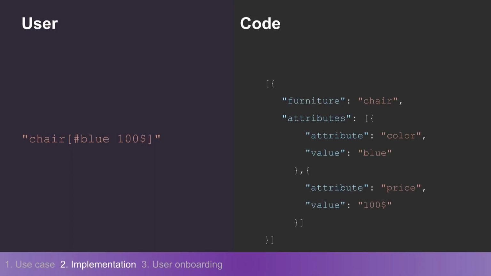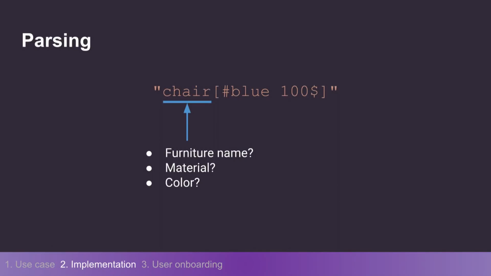So to go from the string to the object is actually called parsing. And so parsing will say, well, actually from that query, I extract that one word is chair. And since I have some grammar rules, I'm going to be able to say, well, actually chair is not a color because it's the first word and it's not inside brackets. Actually chair is a furniture type. So that's what parsing is.